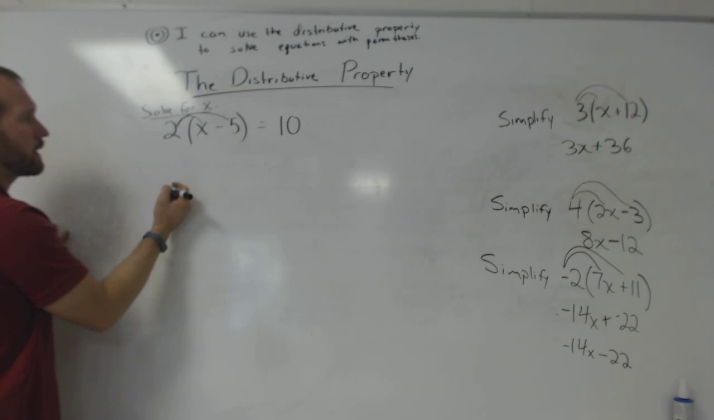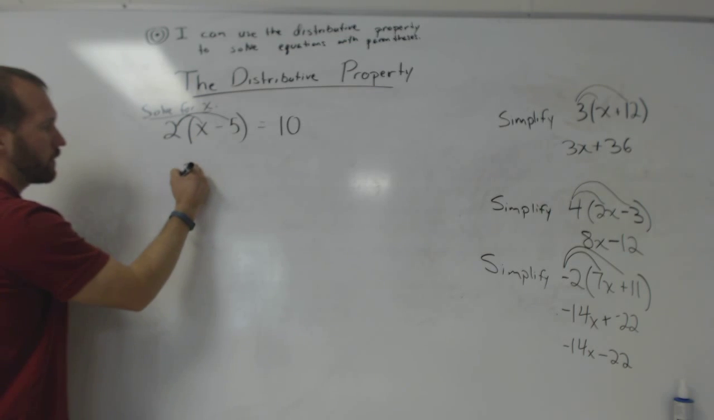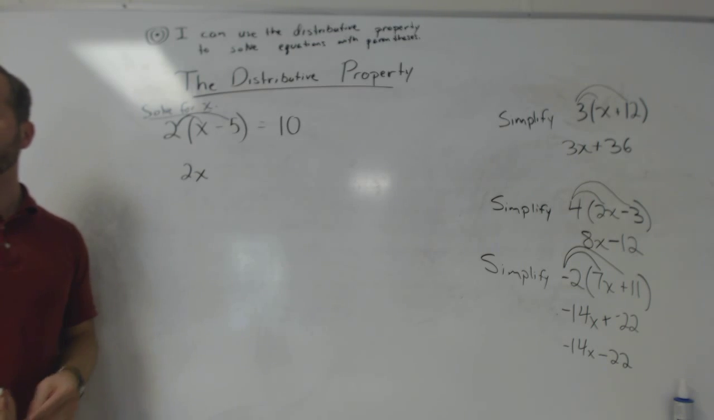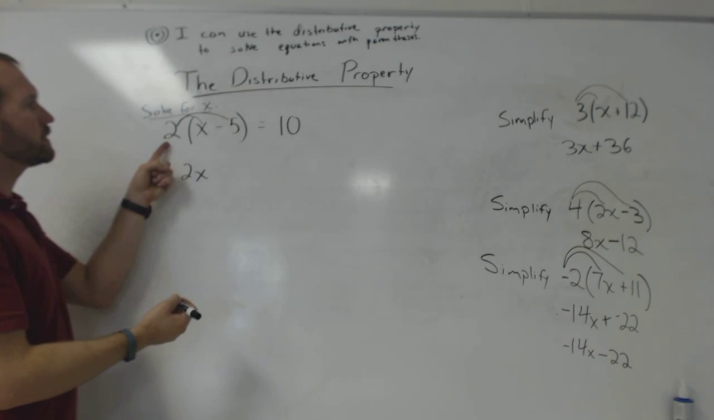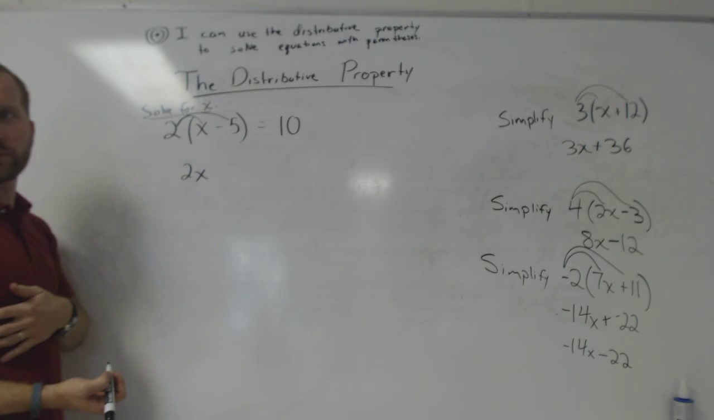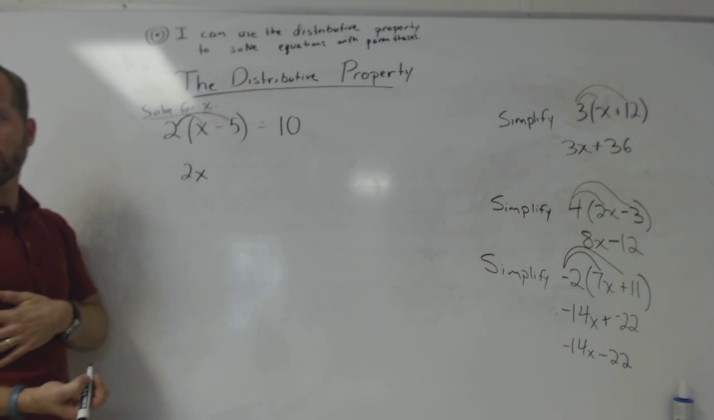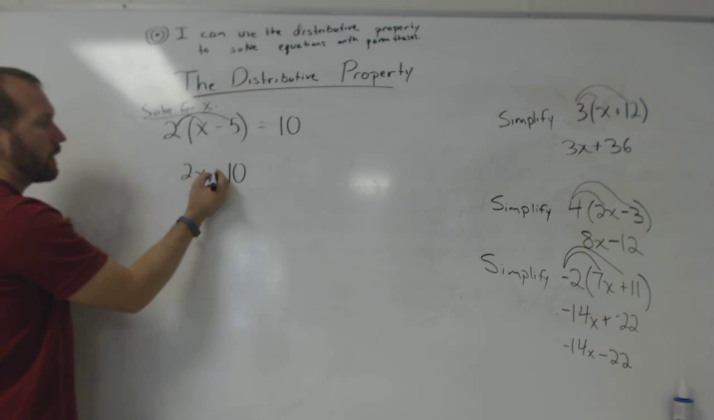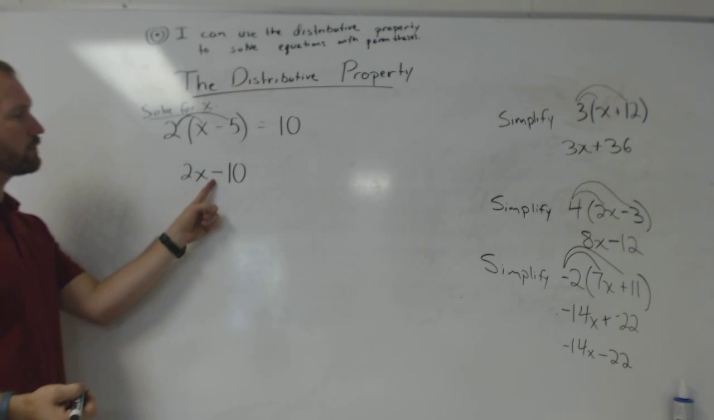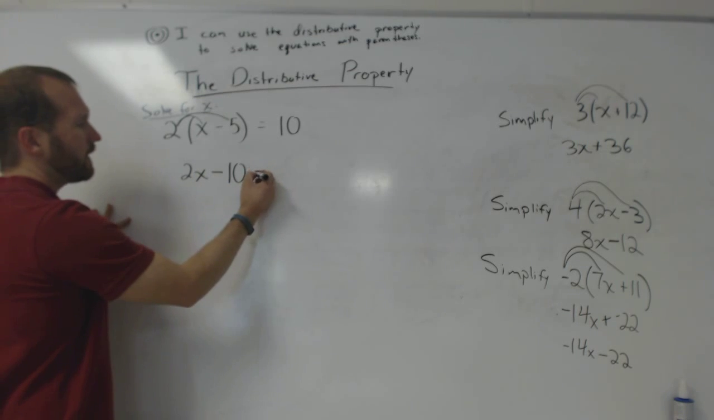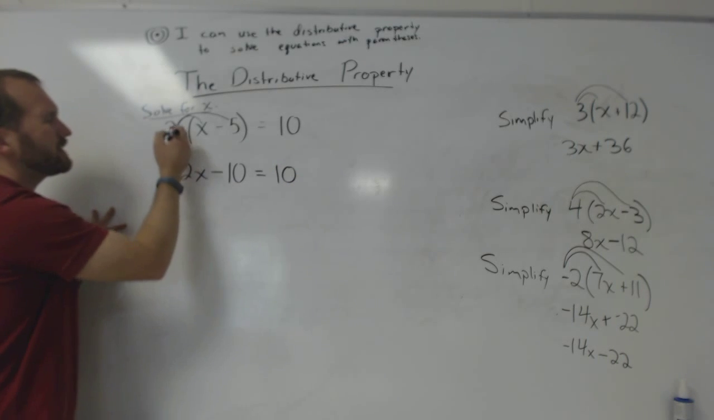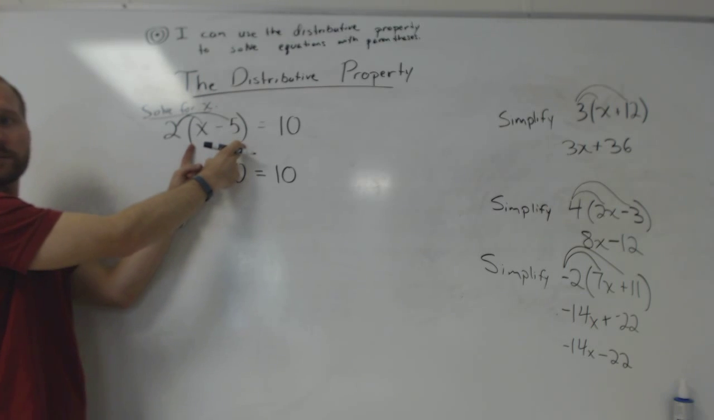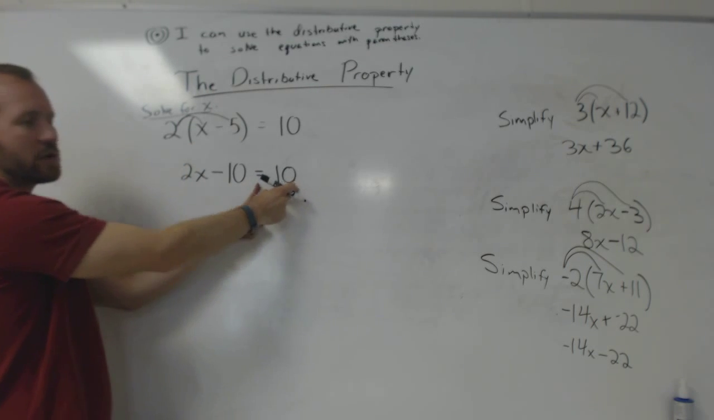What is 2 times x? 2x. Would you agree that 2x is 2 times x? Okay, so you should have written that down in your notes. What is 2 times 5? 10. And what do I have in between those? A minus sign. So 2x minus 10. And then this doesn't change, right? Notice the distributive property only affects what's in parentheses. So the equals 10 does not change at all.